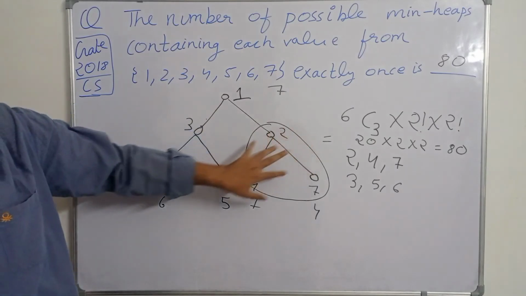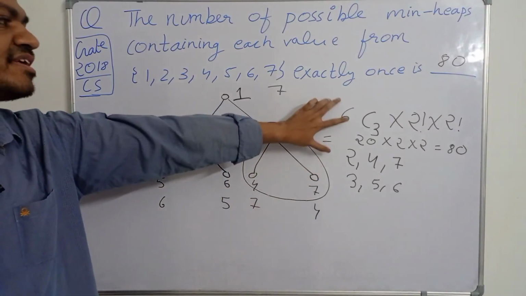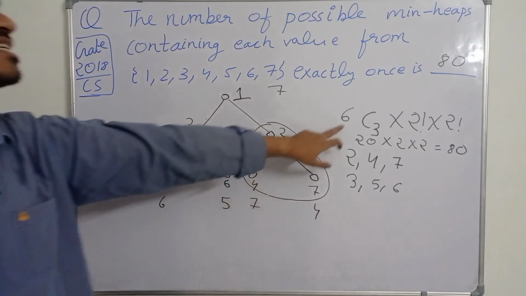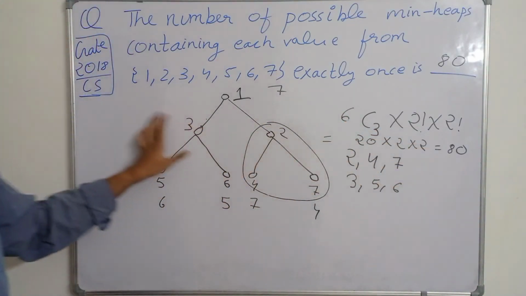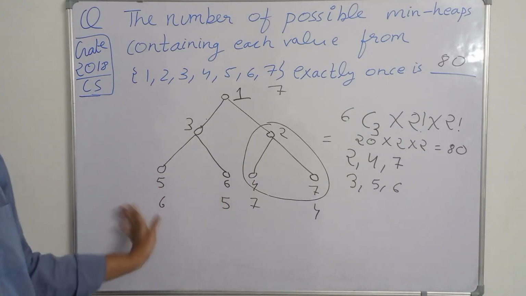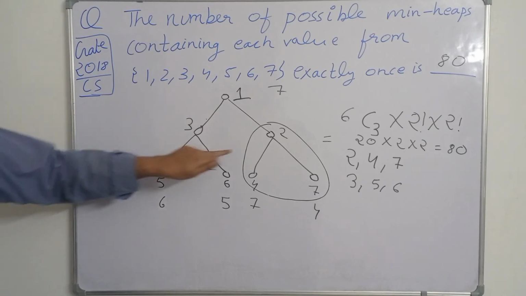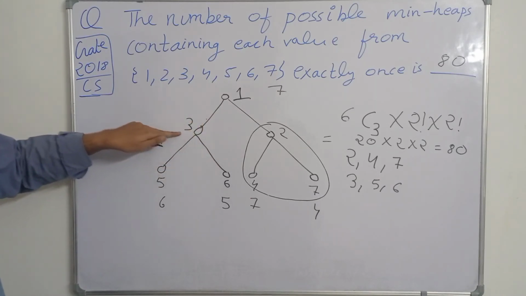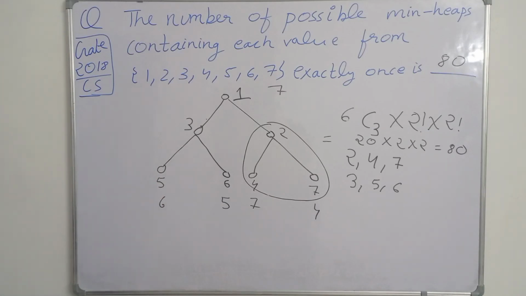Again, we first considered this subtree, and we can choose 3 numbers in 6C3 ways, and then 2 numbers can be arranged in 2 factorial ways. For the remaining 3 numbers again, the value of this node is always fixed, since it will be the lowest among the 3 numbers we have chosen. I hope this question was clear to you.